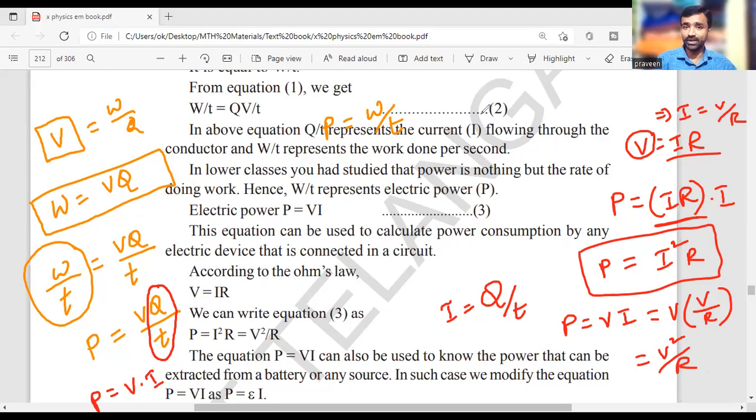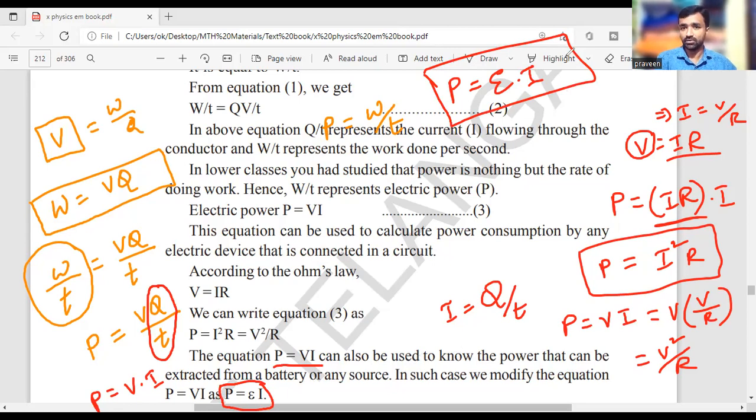Suppose in the case of a dry cell, P is taken as EMF. So P equal to E into I, where E is the EMF here. V is replaced by E here. So power is taken as the product of EMF and current. Simply P equal to V into I or P equal to E into I. This we can take as the formula for calculating the power.